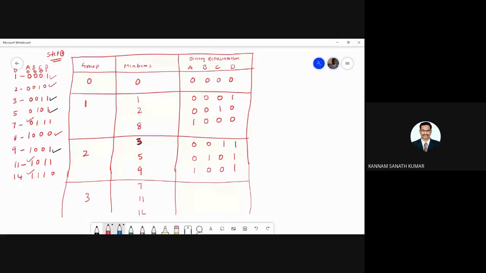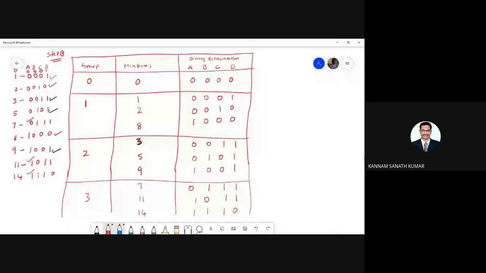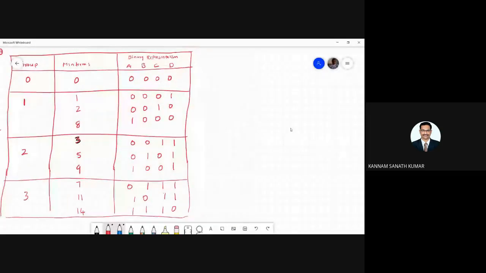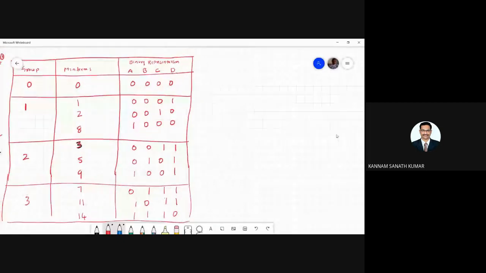So group 3 is 7, 11, and 14. What is the binary of 7? 0 1 1 1. 11 is 1 0 1 1 and 14 is 1 1 1 0. So this is step 1. And for step 2, you need to see the table present in step 2.